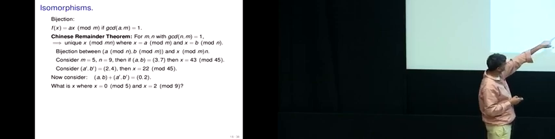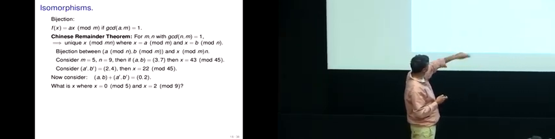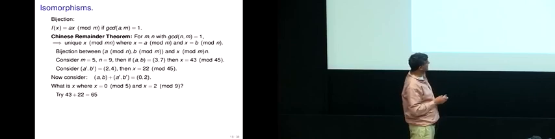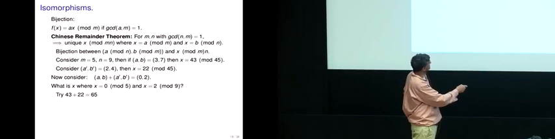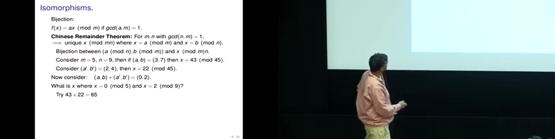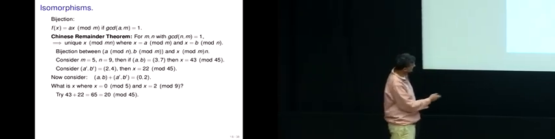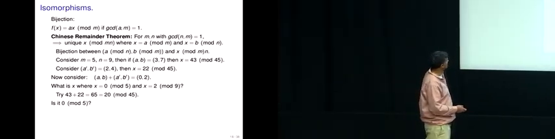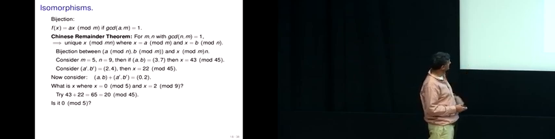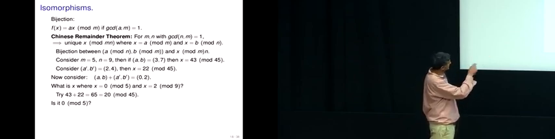So now we have this pair of numbers, and we're trying to map it back to x. So let's try something. The corresponding thing to this pair was 22. The corresponding thing to this pair was 43. And I added these pairs, and I got (0, 2). What if I added these two? What would I get? Okay, I got 65. Now let's take 65 as 20 mod 45. Is it 0 mod 5? Is 20 0 mod 5?